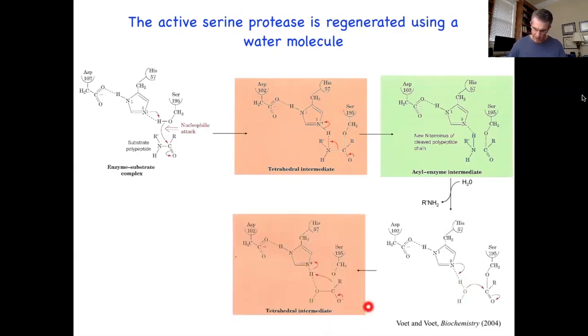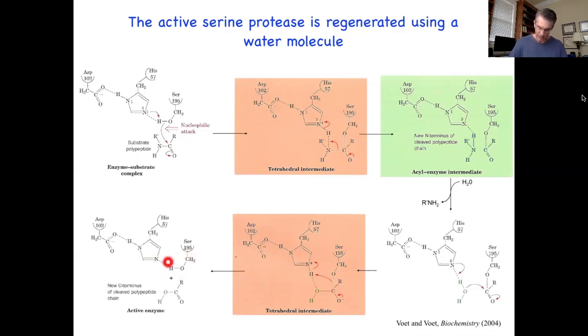This will regenerate our tetrahedral intermediate. You'll recognize this guy again. It pops right back into the oxyanion hole again. And once again, the imidazolium with the proton on it can donate that proton back to the serine, regenerating the alcohol in its hydrogen bonded state, and now releasing the piece of the polypeptide with the carboxyl group, regenerating our starting state of the serine protease, ready to go again.